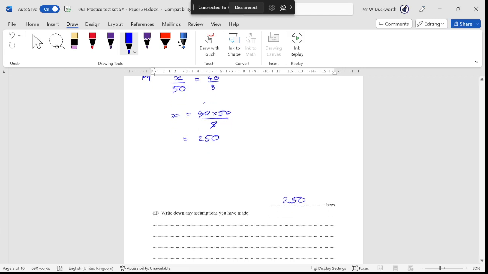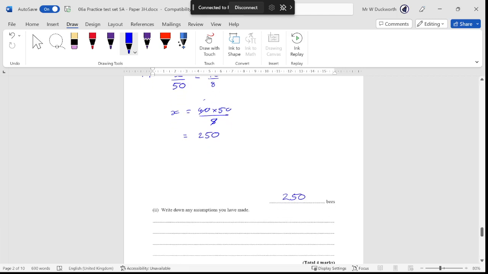The second one, write down any assumption that you have made. The assumption that you've made is the proportion caught on both days are equal. That's the assumption that I've made. There are reasons behind why that might not be the case, but the assumption I've made is that the proportions caught on both days are equal.